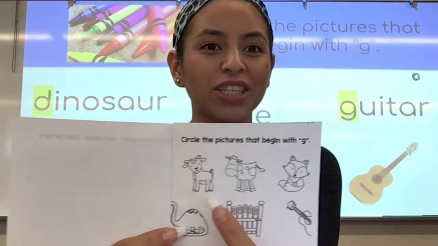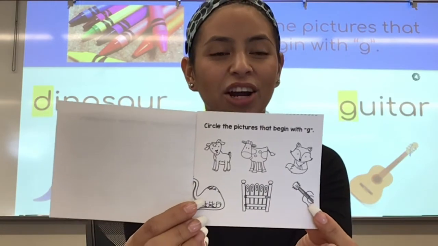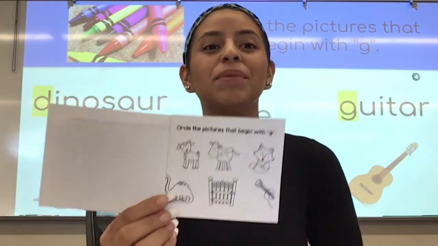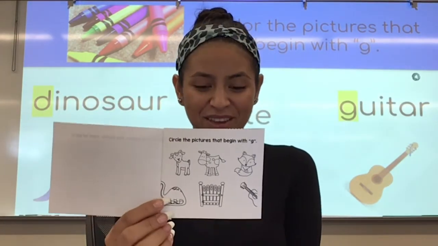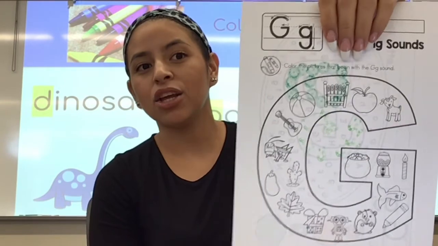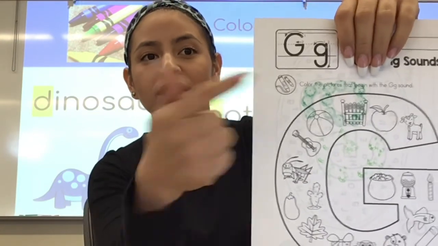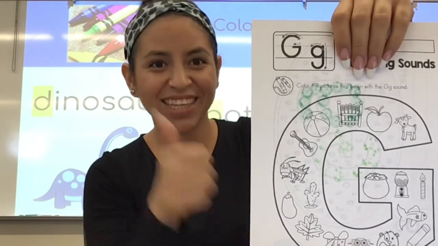All right, TK, so you should have colored your goat, gate, and guitar because those three items begin with the letter G sound. All right, now we're going to put our mini book away. It's time to complete your beginning sounds assignment. You are going to look at all of your pictures and you're only going to color the ones that begin with the letter G sound. Good luck, TK.